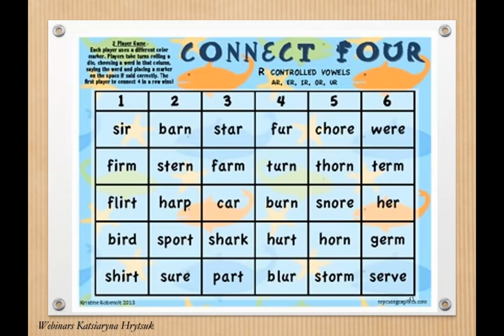And here is our bossy R, for making these words with R controlled vowels. So it's R, or, can be different. So I'm going to read now, and at home, I would like you also to practice them. Okay, by column.